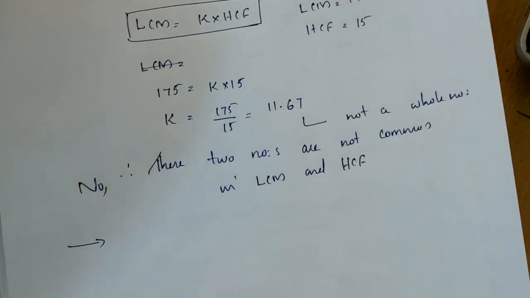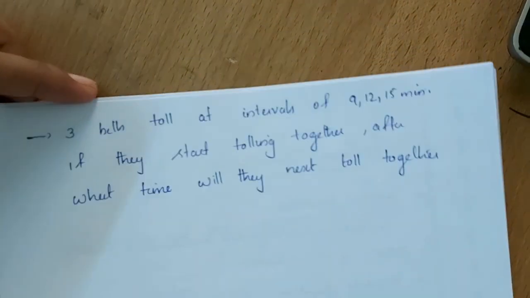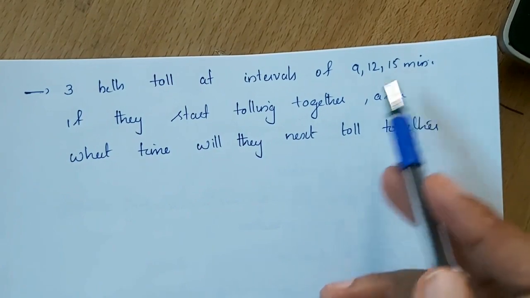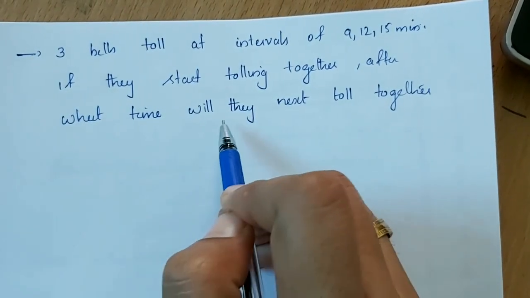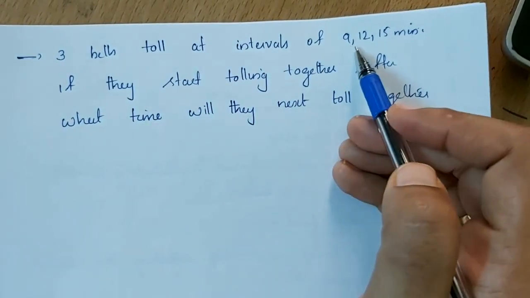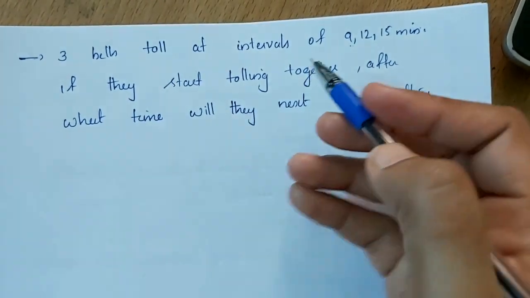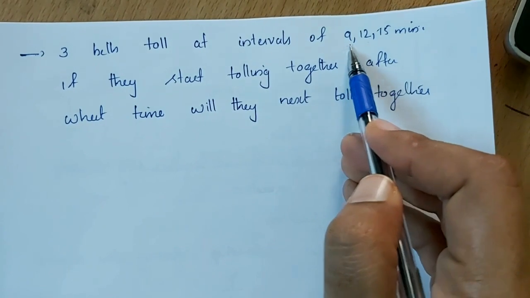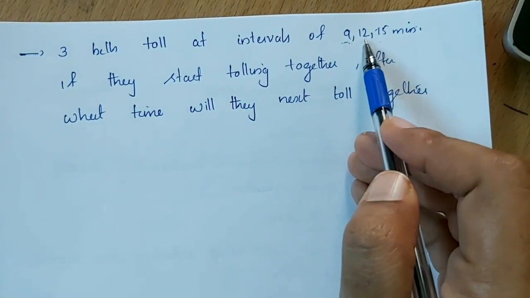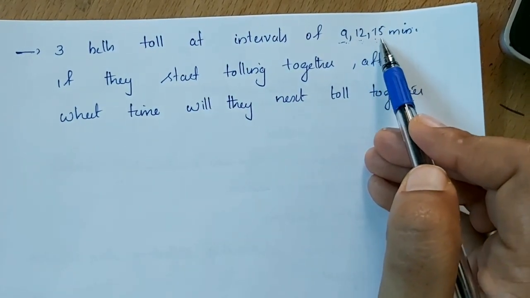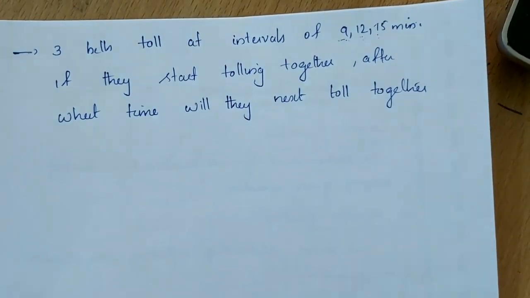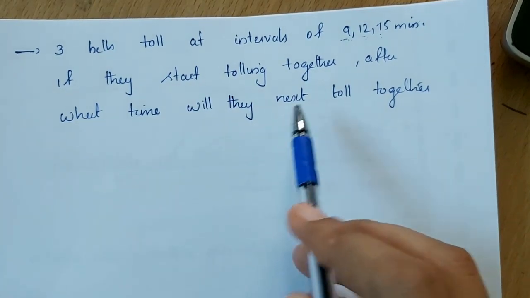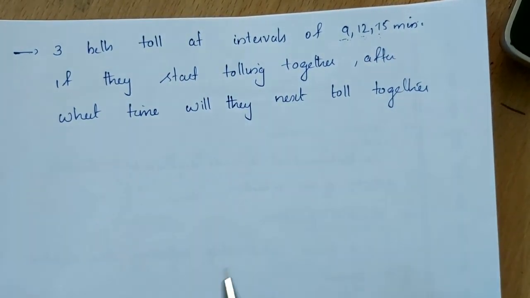And the next question. The question is somewhat lengthy, so I have already written it. 3 bells toll at intervals of 9, 12 and 15 minutes. If they start tolling together, after what time will they next toll together? Because they have different intervals, the first bell will ring at 9 minutes, the second at 12 minutes and the third at 15 minutes. But initially all 3 bells ring at the same time. The question is, after what time will they next toll together?